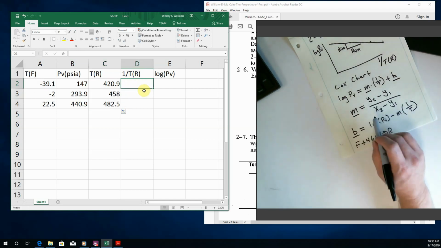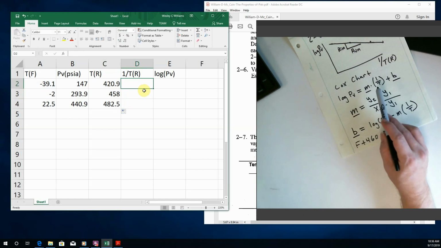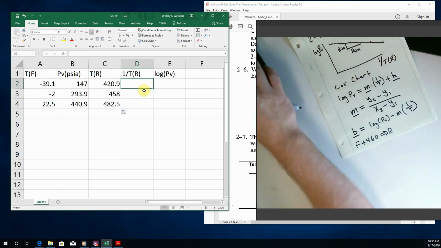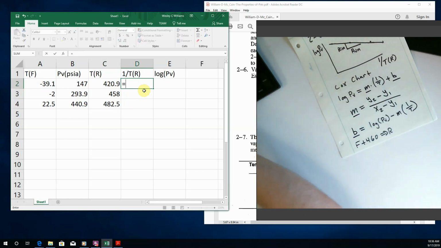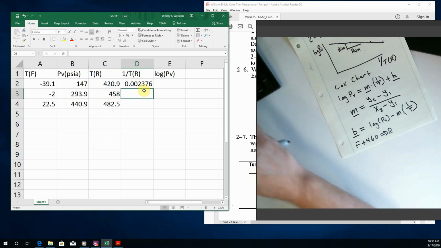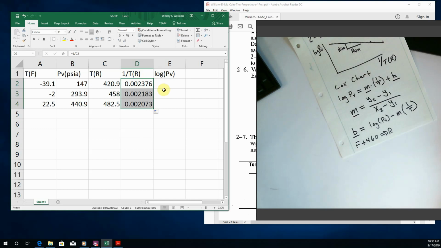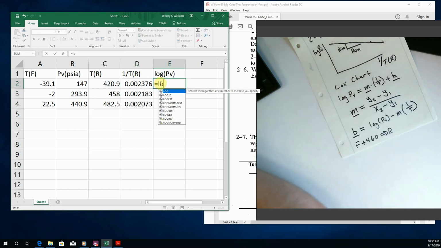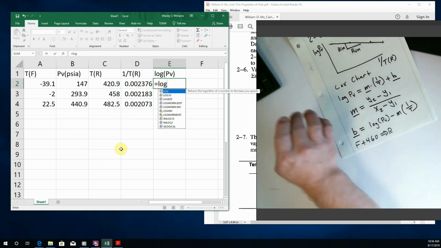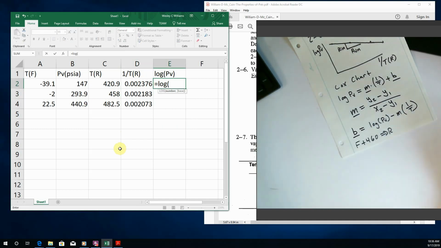Now I need to do 1, because this is 1 over T, right? And it's 1 over the absolute temperature. So 1 divided by, so that gives us the inverse. Drag that down, so now I've got all that. And this one is the log. So log is easy enough. Log of pressure. So now I've got all of these solved out.